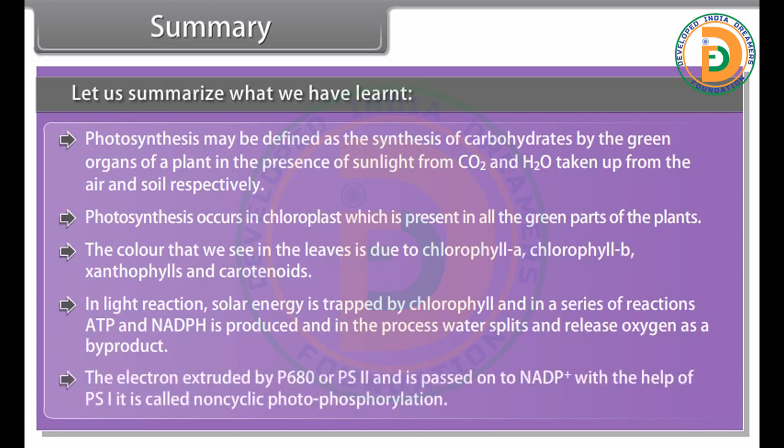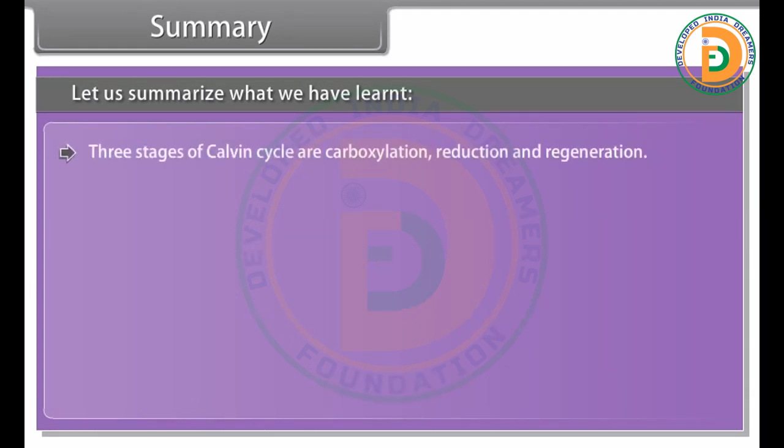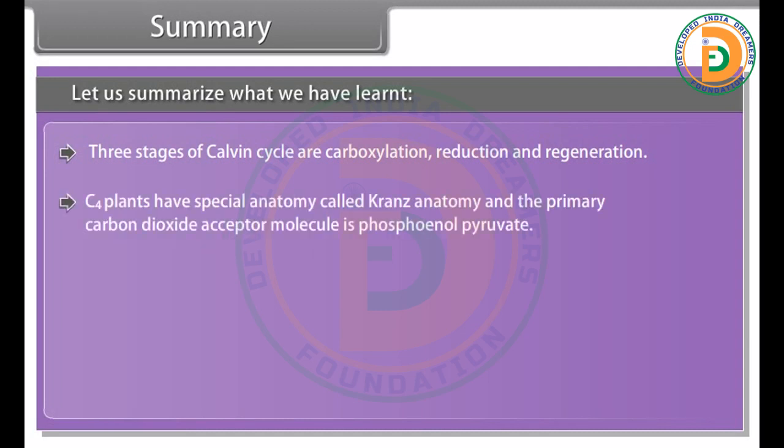The electron extruded by P680 or PS2 is passed on to NADP+ with the help of PS1. It is called non-cyclic photophosphorylation. The 3 stages of the Calvin cycle are carboxylation, reduction, and regeneration. C4 plants have a special anatomy called Kranz anatomy, and the primary carbon dioxide acceptor molecule is phosphoenol pyruvate.